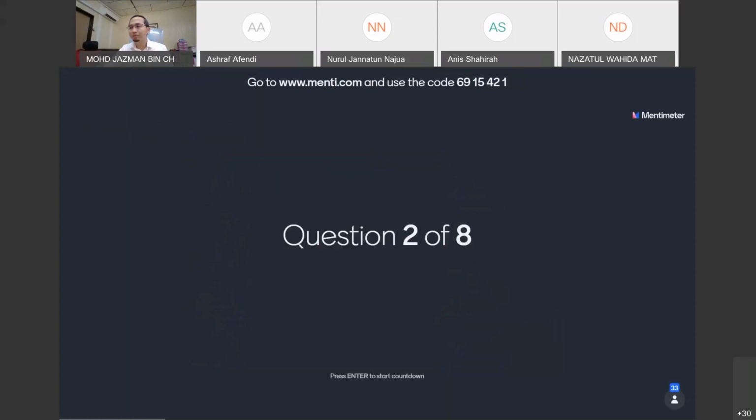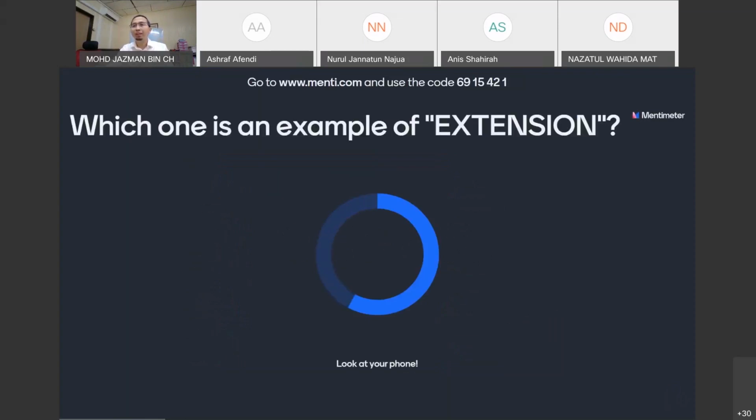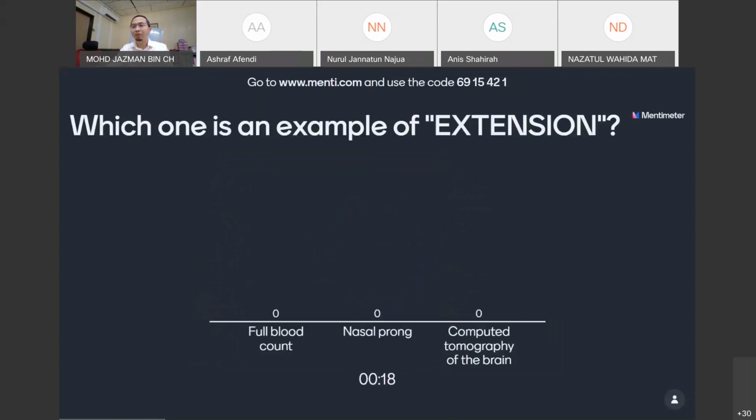Question 2. Answer fast to get more points. Which one is an example of attachment? Full blood count, nasal prong, computed tomography of the brain. If any of you are clueless, you can always pick the longest answer. Okay, please don't take me seriously.